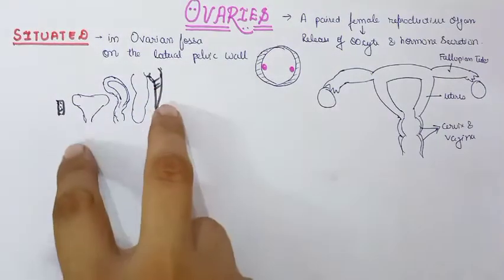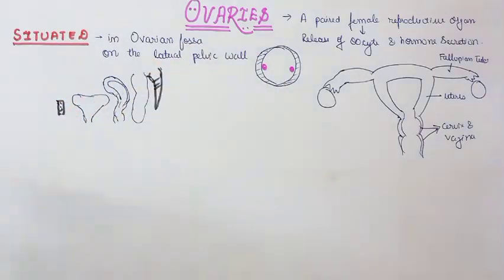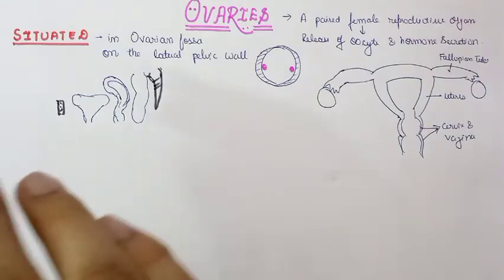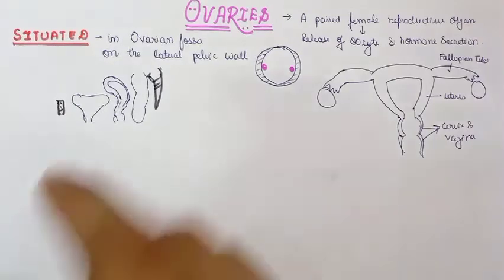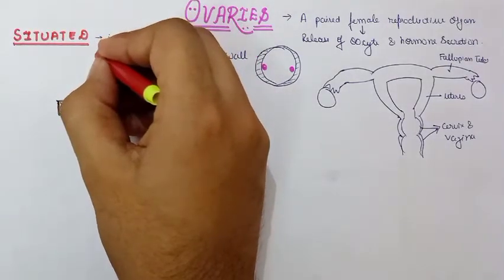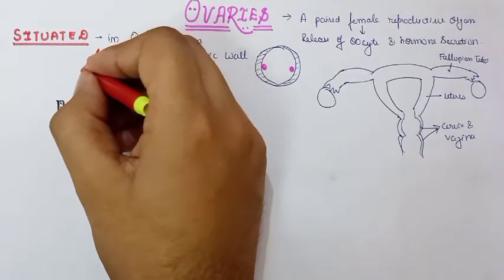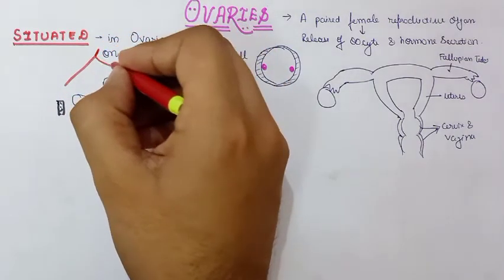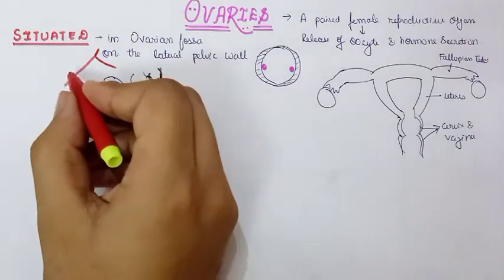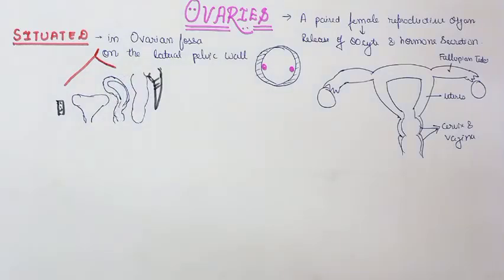We will draw a clear diagram separately here, but let us orient ourselves to the diagram and all the structures. The major important structure is the common iliac artery. Suppose this is the common iliac artery, it bifurcates into the external iliac and the internal iliac artery. These are the external iliac artery and this is the internal iliac artery.